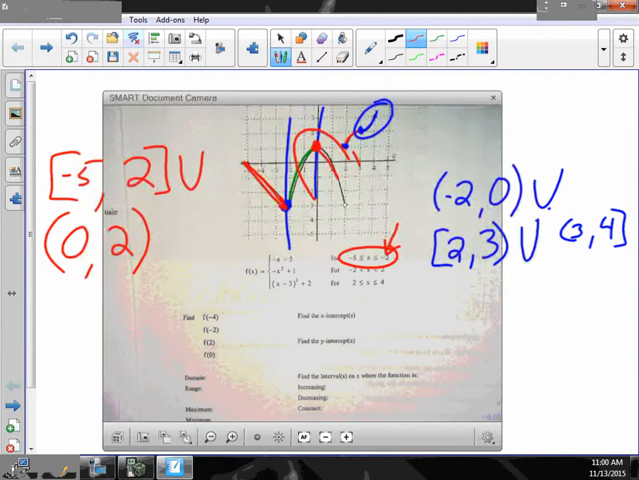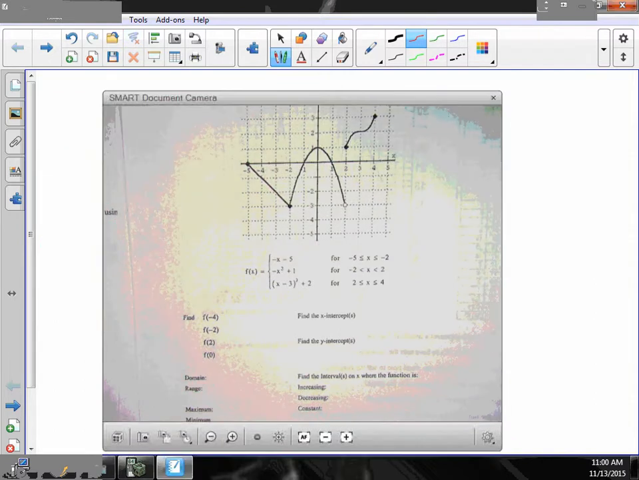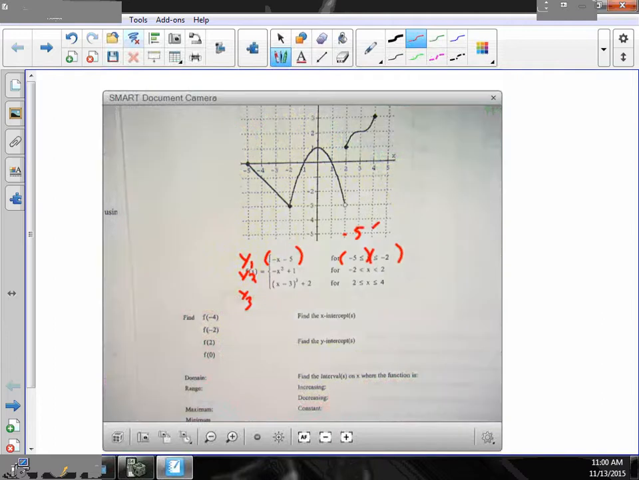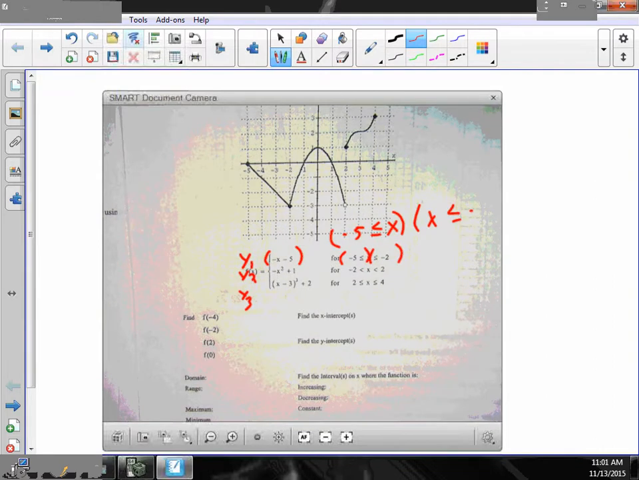Now I'm going to teach you how to graph these, and this is kind of confusing. You can graph piecewise functions in your calculator. Here's how you do it. You put the first one in y1, and the second one in y2, and the third one in y3, but there's a catch. You have to put the graph in parentheses. And then you have to put the domain in parentheses, but you have to break it into 2 different parentheses. So it'd be -5 less than or equal to x and x less than or equal to -2.